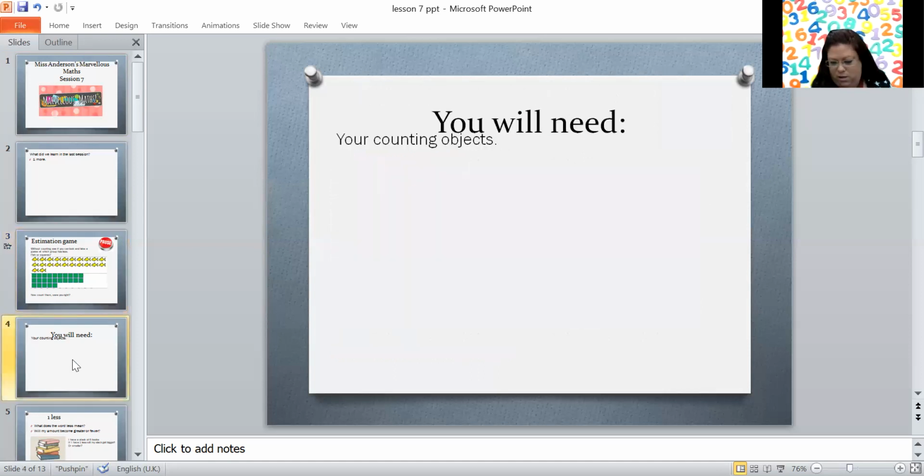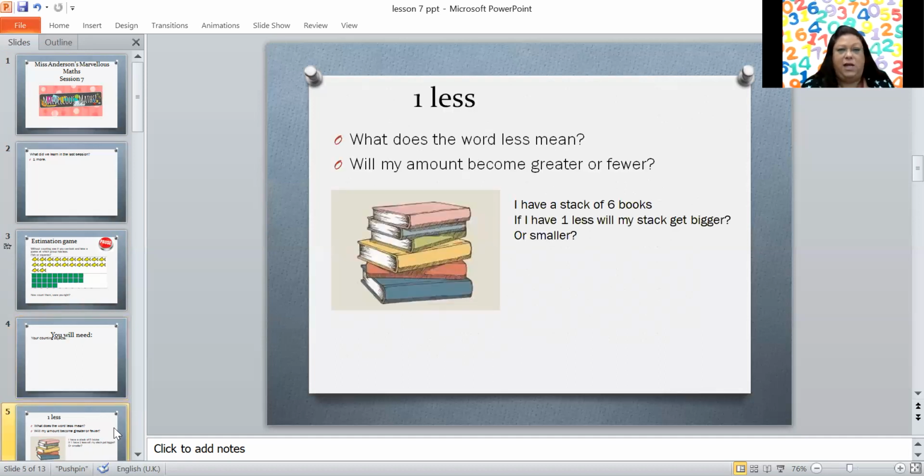So today, you will need your counting objects. Now, remember you had some yesterday. You can use the same ones or you can make some more, it's up to you. And remember, you don't need special things. You can just use pasta, or you could use little squares of paper or little circles of paper. I do not mind at all. Anything will do. So today we are thinking about one less.